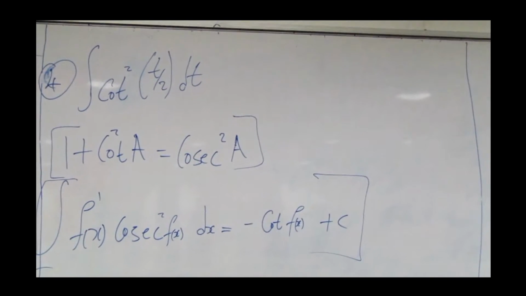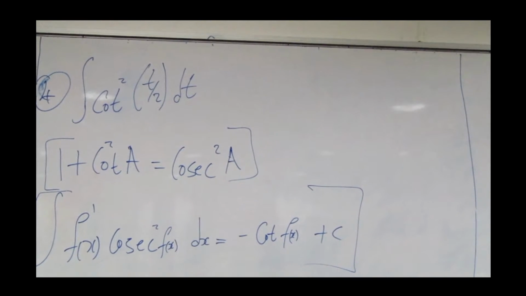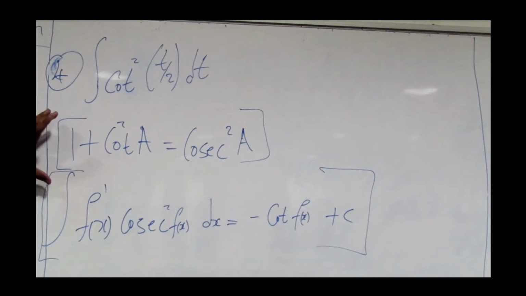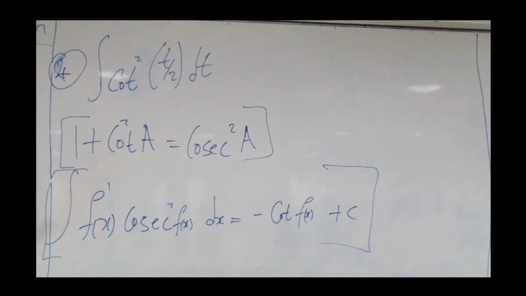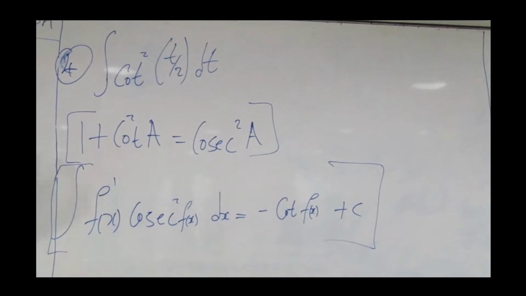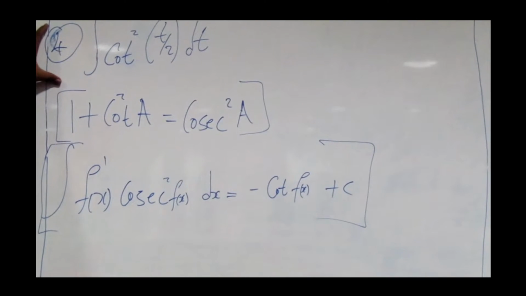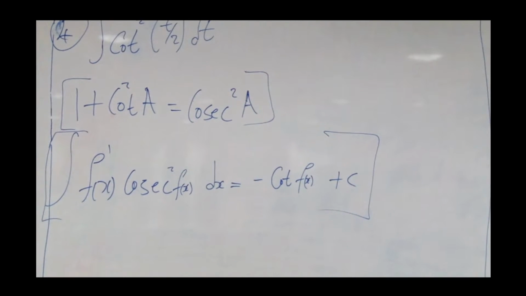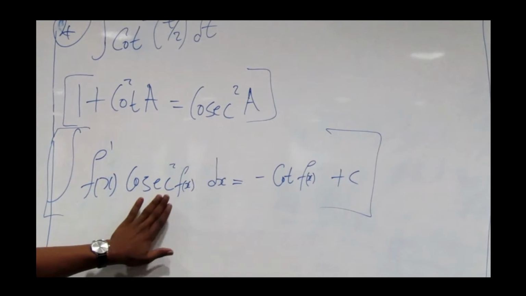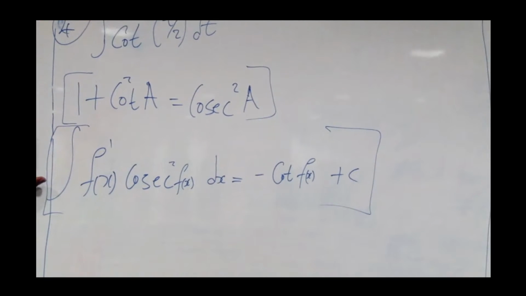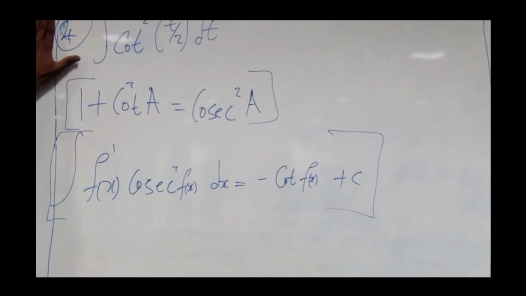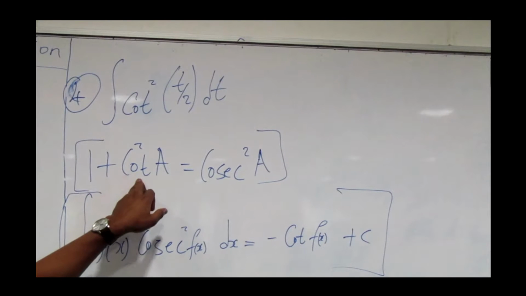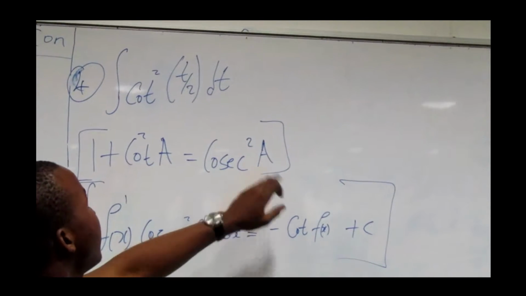Before we can go any further, we have identities. These identities I call from a formula guide, and this identity specifies this function. There are so many identities, and this is a general formula when you are differentiating cosec squared, and we are going to use it when we are simplifying this function. The first identity says that 1 plus cot squared a is equal to cosec squared a.